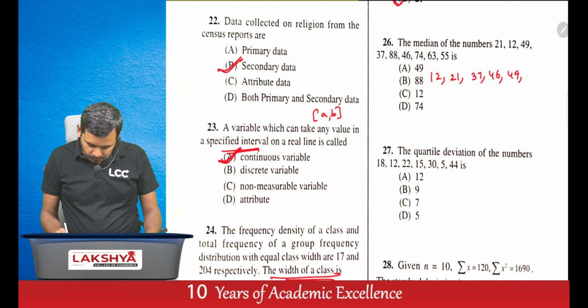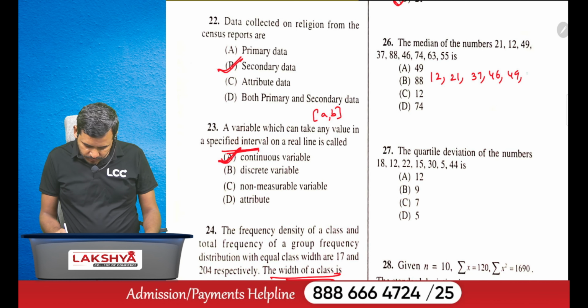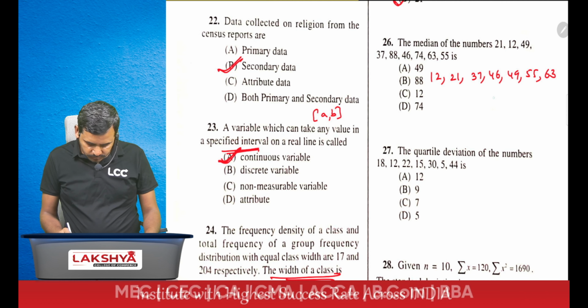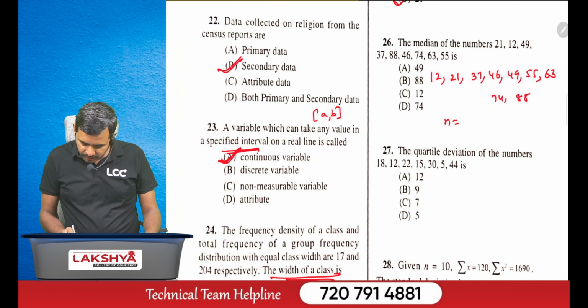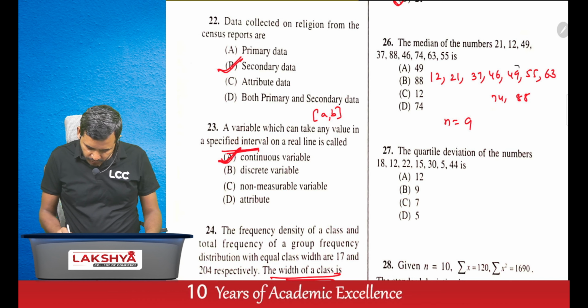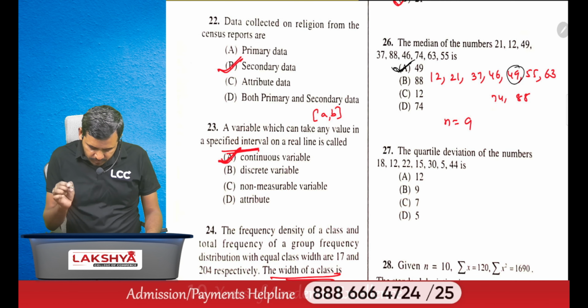49, next 55, next 63, 74, 88. Total how many observations are there? 9. The middle observation is 49, hence the median is 49.